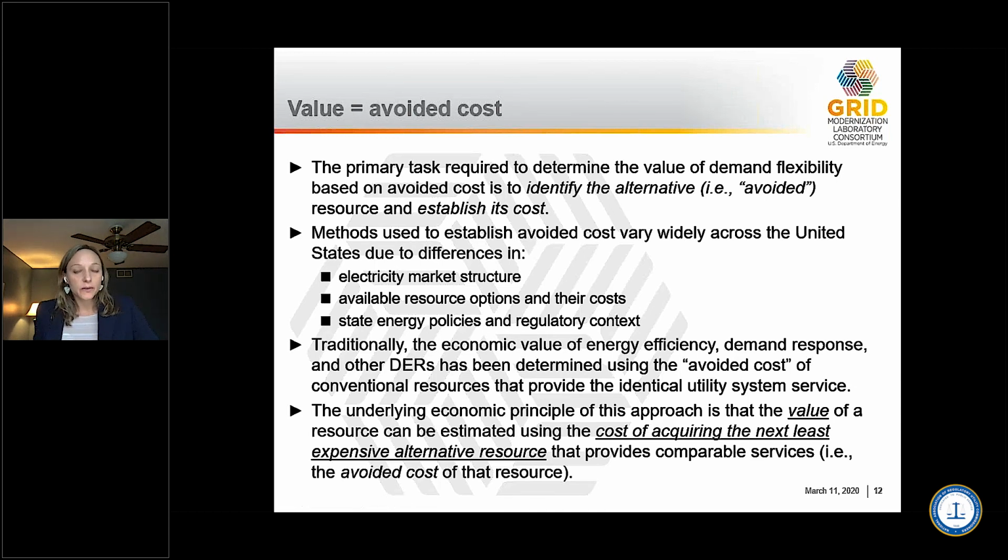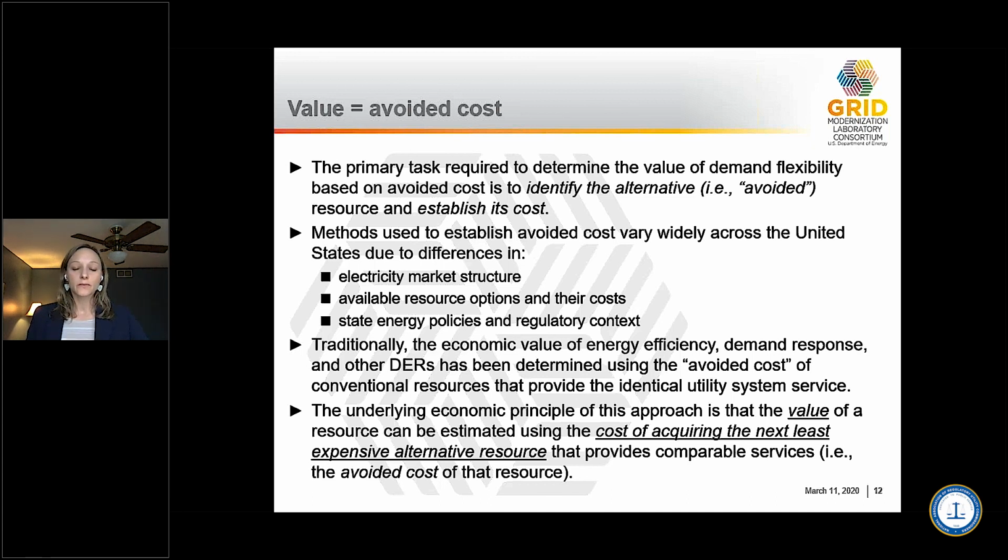So that first bullet there is what I just said: the primary task of determining the value is looking at the avoided cost. And there's a few methods that are used to establish avoided cost, and they vary across the United States depending on the electricity market structure, the available resource options and their costs, the state energy policies and regulatory context. And in addition, some states provide detailed guidance regarding specific types of analysis, and some don't. And as a result, some jurisdictions are using market-based values and others are using resource planning processes. Some include the time-sensitive value of efficiency, others include locational value.